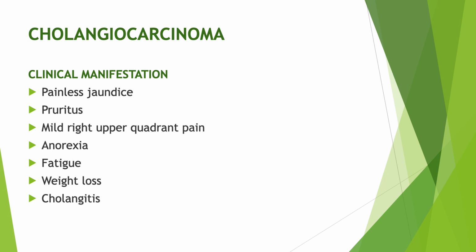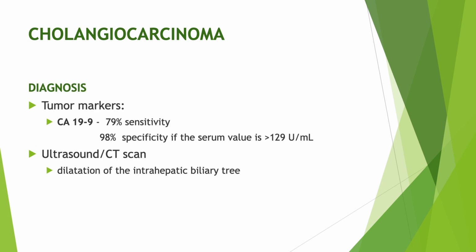Clinical manifestations of cholangiocarcinoma include painless jaundice, pruritus, mild right upper quadrant pain, anorexia, fatigue, weight loss, and sometimes patients would present with cholangitis. Diagnosis of cholangiocarcinoma can be done by use of tumor markers. CA 19-9 is the tumor marker for cholangiocarcinoma. It has 79% sensitivity and 98% specificity if the serum value is more than 129 units per ml. Another way is by ultrasound or CT scan, which will reveal a dilatation of the intrahepatic biliary tree.